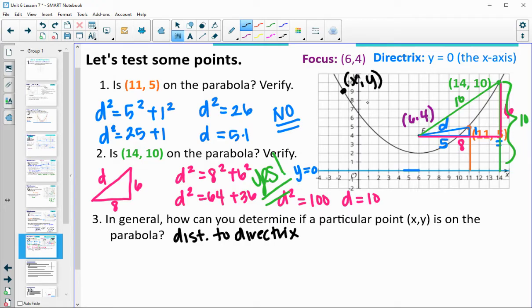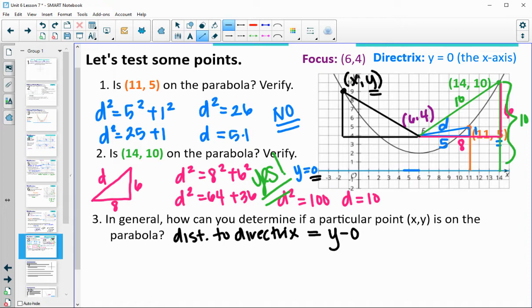So in this case, we did the y value minus the directrix y value. Okay, so the distance to the directrix was y because it just ends up being y minus 0. Then we need to verify that the segment connecting to the focus is equal to that distance.